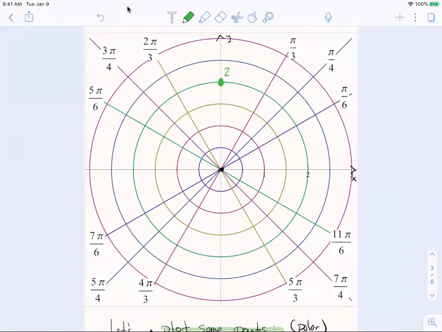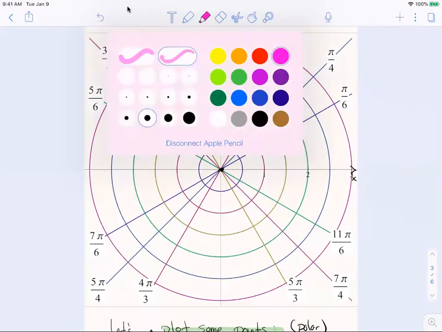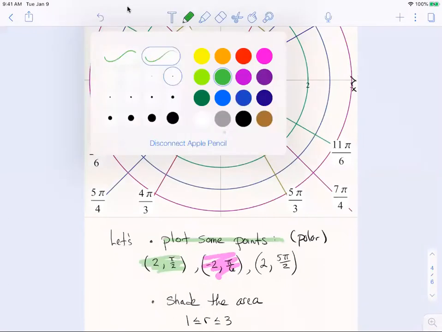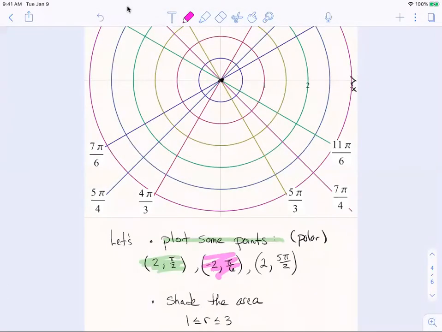So there's the point 2 comma pi over 2. All right, let's just color code these as we go. So how about minus 2 comma pi over 6? Sorry about all the scrolling here. I'll try to figure out some better way to do it, but I'm just going to go with it for now because this video is getting long. Negative 2, pi over 6.